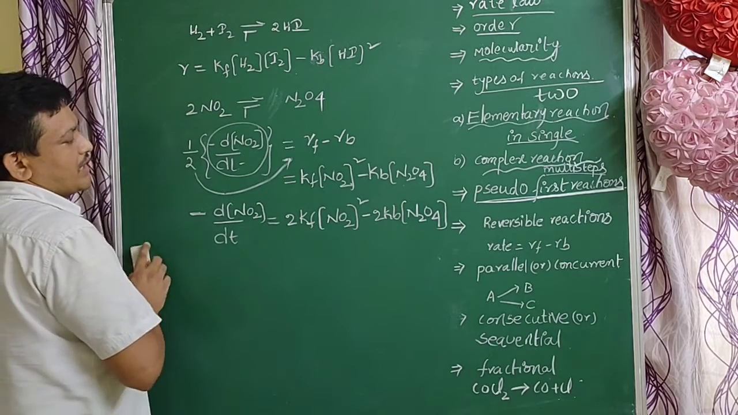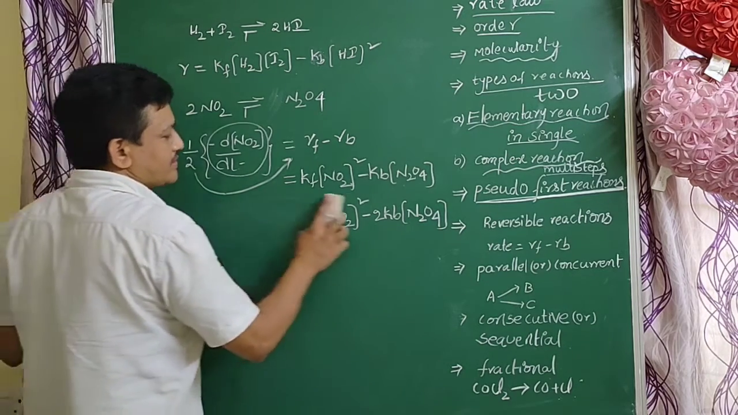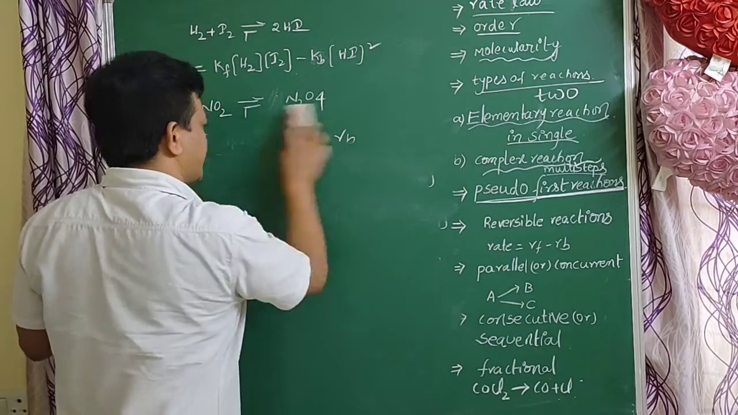So next, go to parallel reactions. For parallel reactions, how to write the rate equation?